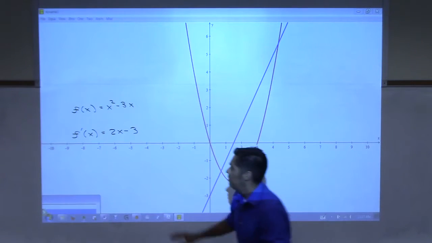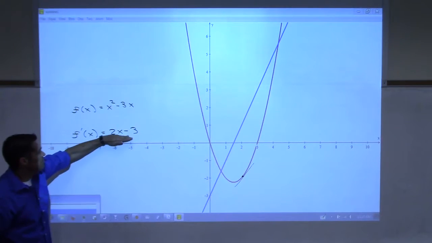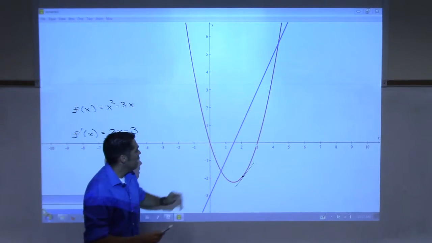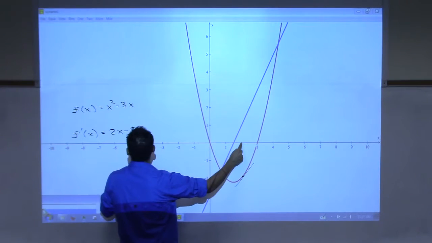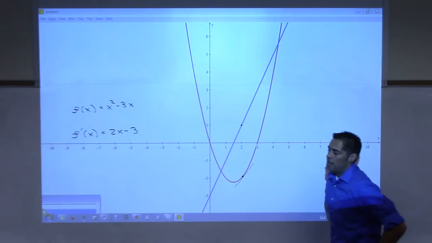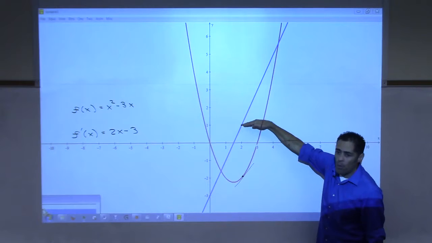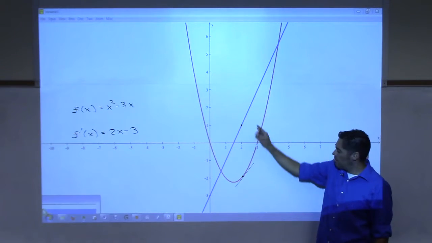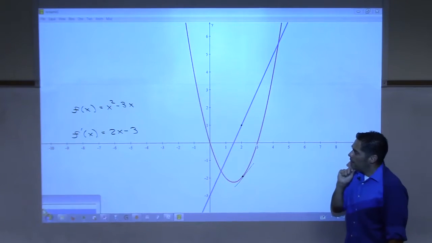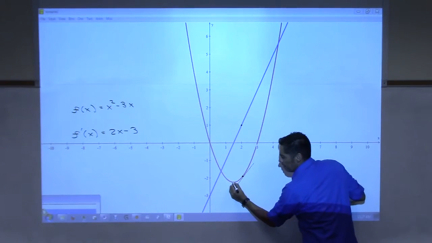Look at its derivative as a function. 2x minus 3 is a line. Here it is, the blue line. If I go out to 2, where am I? Up here at 1, right? Do you understand that the height of that point corresponds to the slope of that tangent line? Do you see that visually? Yes? Okay.